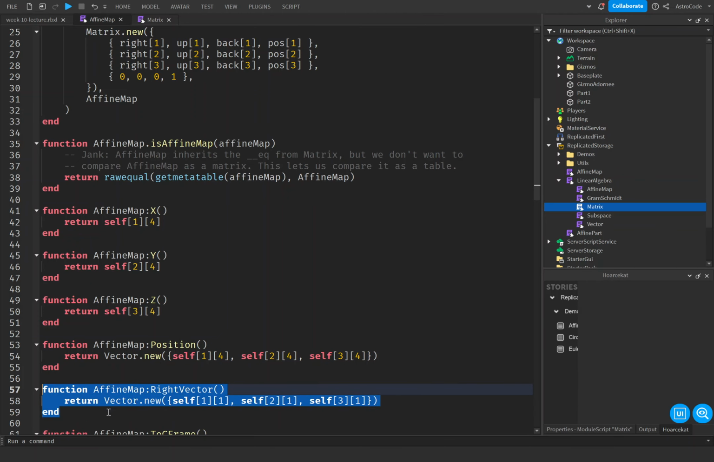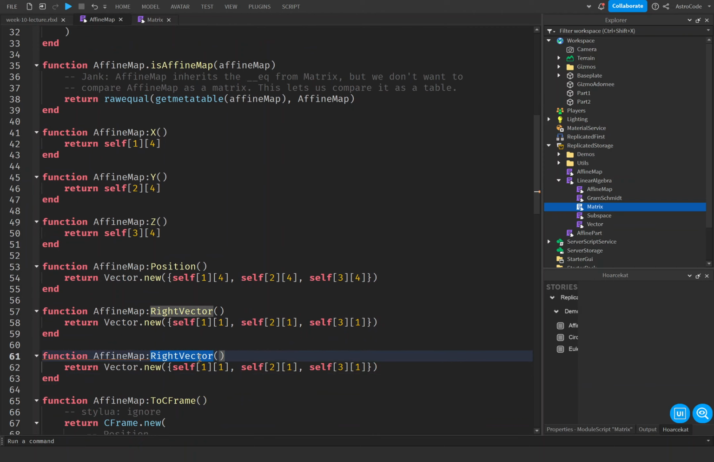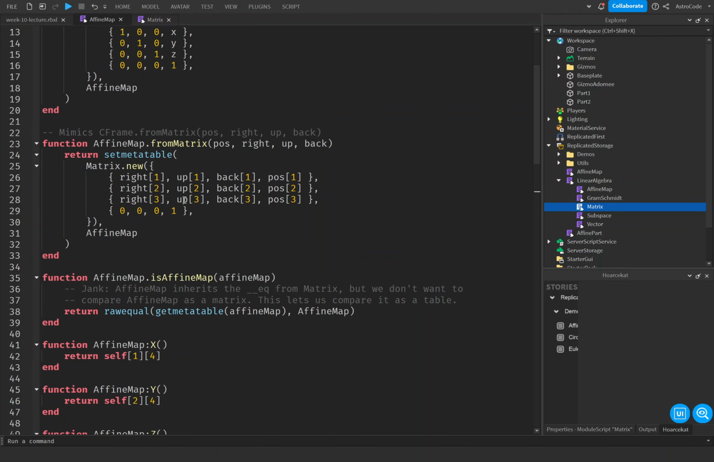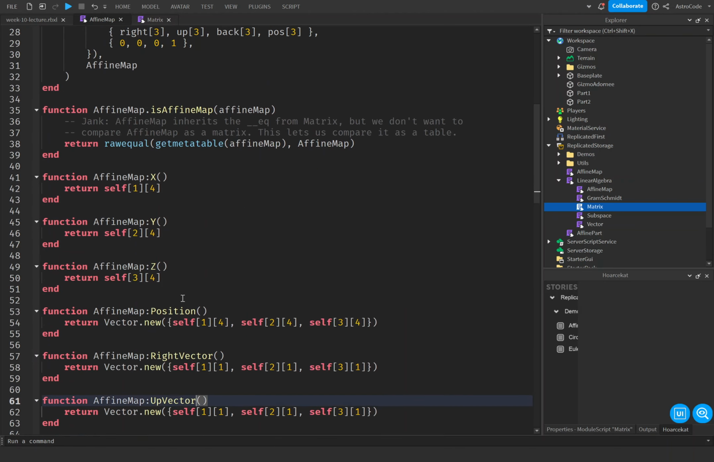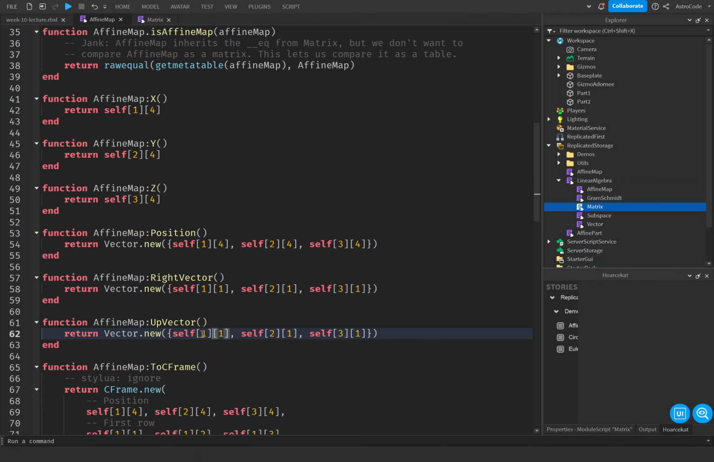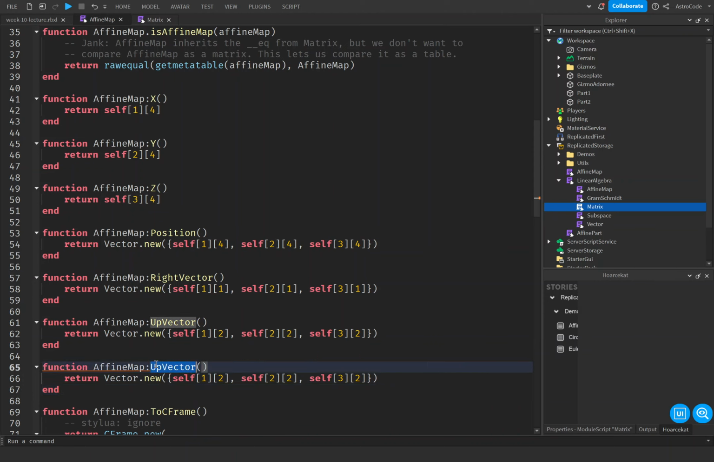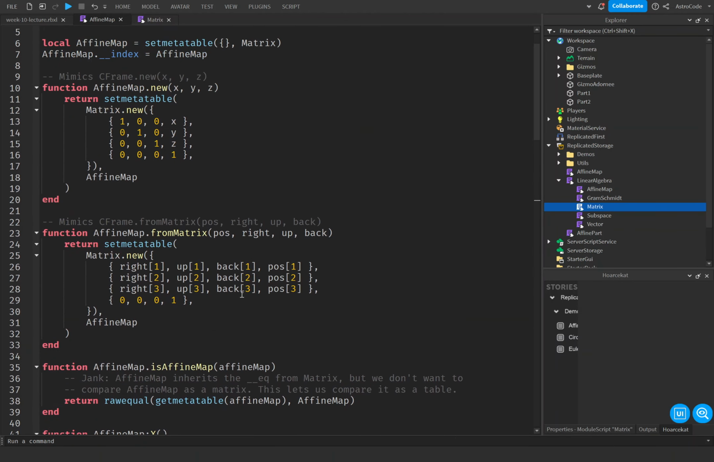And then the up vector, we just look at the second column. So we look at these three entries here. And then the look vector, very similar, except with the look vector, we actually negate each of these because if you'll remember, we put into our matrix the back vector, which is the negative look. So to get the look, we have to negate this.